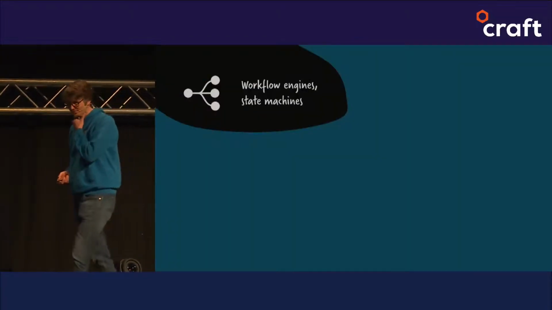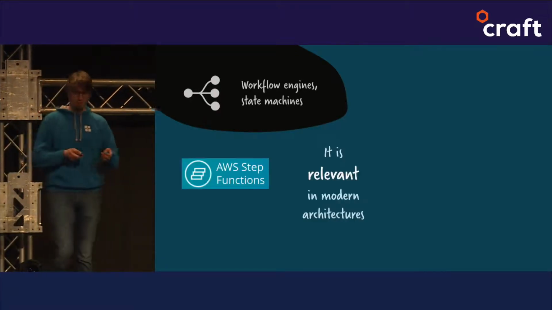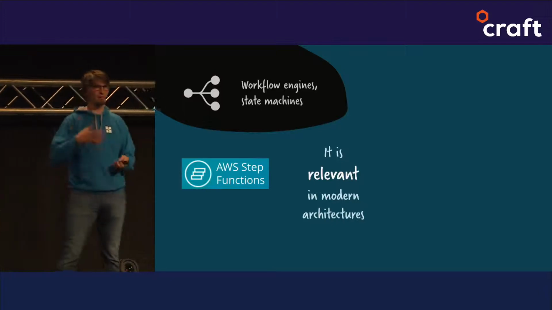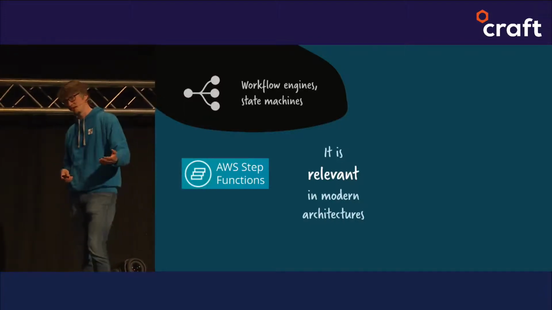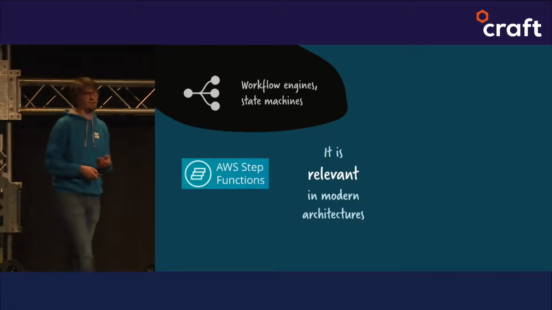But the market, that's what I said, is really, there's a lot of movement. So at the moment, you can look at the cloud vendors. All of them are doing kind of state machines, like AWS does Step Functions, Azure does Durable Functions, Google does Cloud Composer, and so on and so forth.